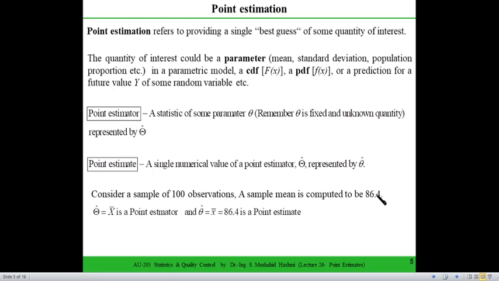So in this case, 86.4 is the value of a sample mean, which is an estimator predicting a certain population parameter. That's why we call 86.4 a point estimate, whereas the sample mean is a formula or a general rule, a point estimator, and the value of the point estimator is called the point estimate. So this is the difference between point estimator and point estimate.